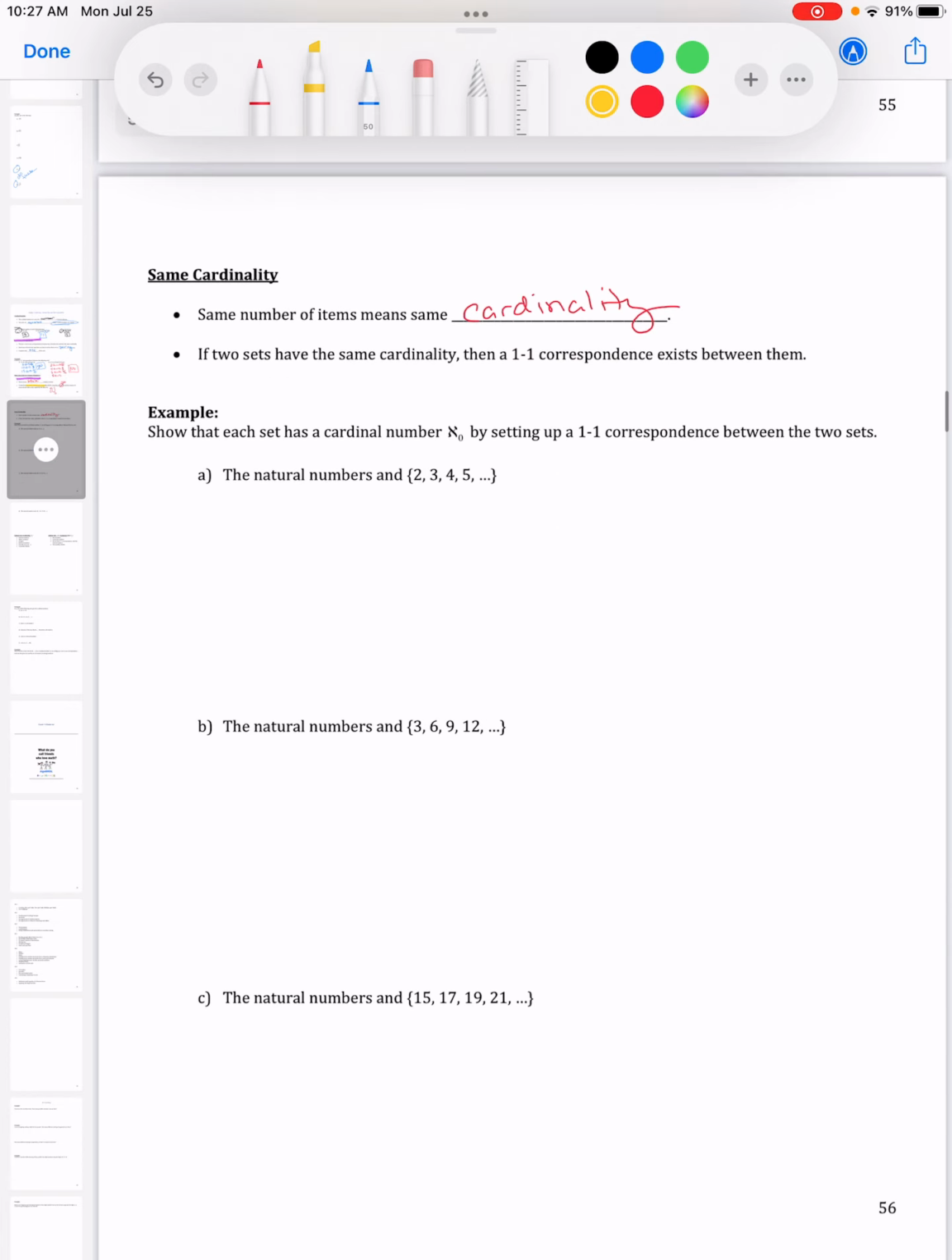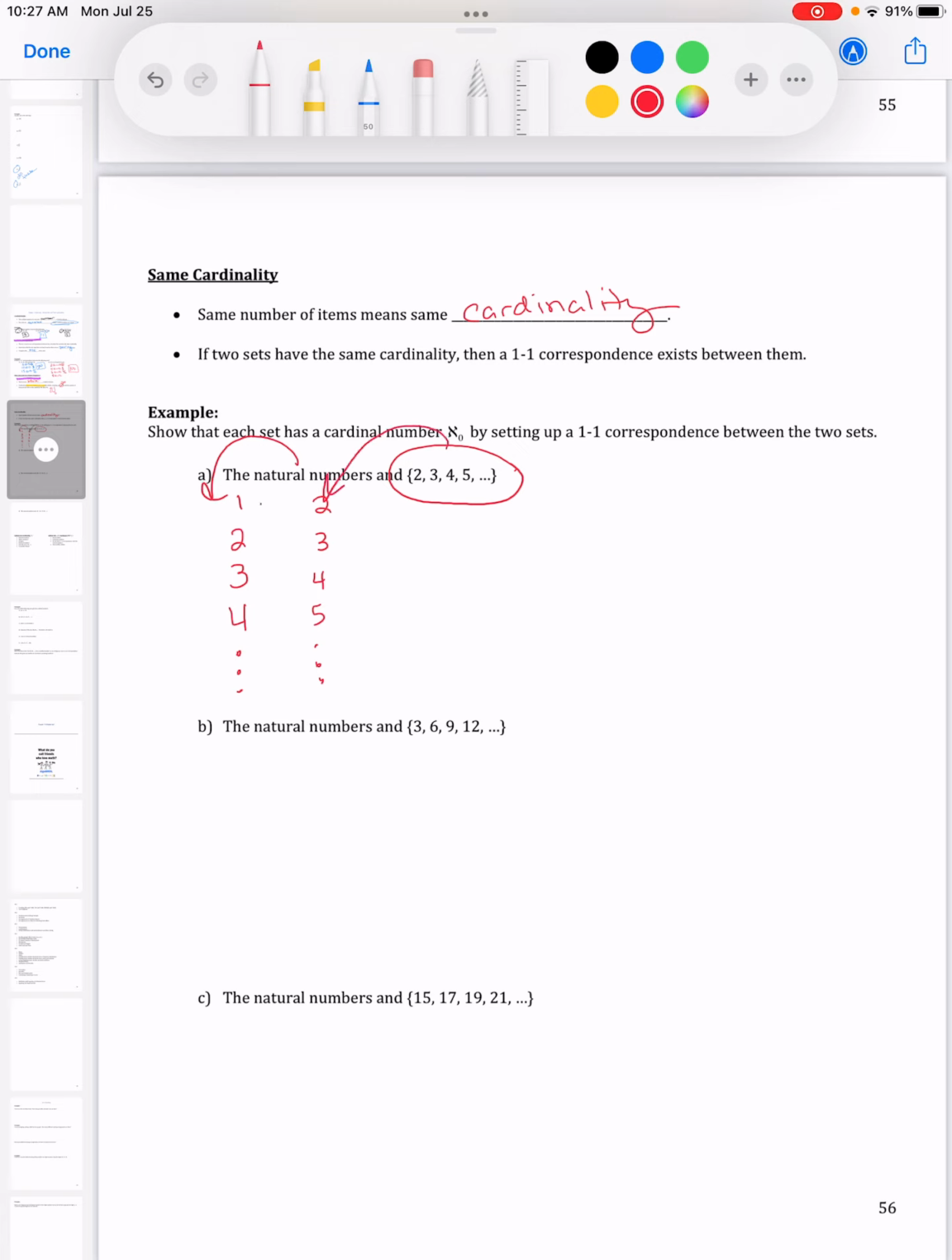So now we're going to look at these to see if they are the same size. I'm going to be looking at this set. It looks almost like the natural numbers, but it does not include the number 1. So you might think, hey, this is smaller because it doesn't have the number 1 in it, but the natural numbers do. So what I'm going to do is list out the natural numbers. Then I'm going to list out my set that I was given. So the natural numbers are right here, and there's that set.